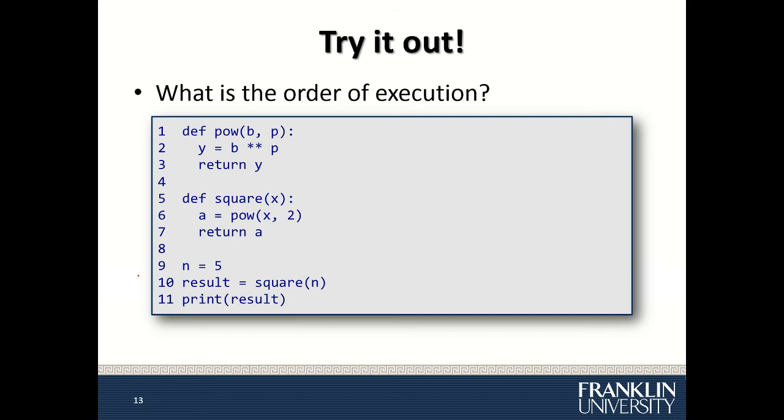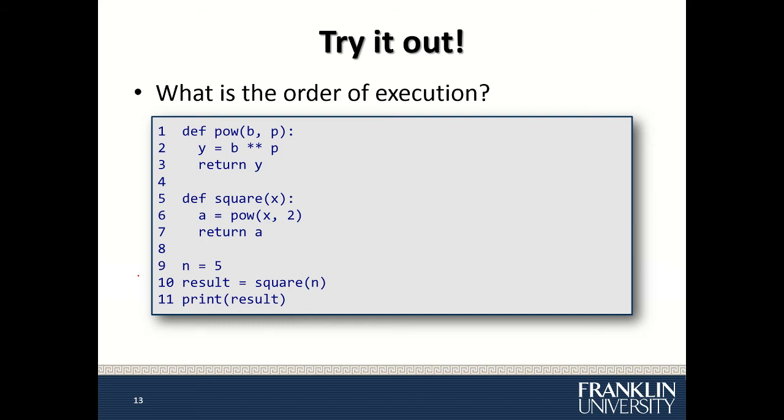So what is the order of execution for this program here? Well, lines 1 to 3 are a definition of a function. Function definitions do not alter the flow of the program. Lines 5 to 7 also are a definition of a function. And notice that I can have a function calling another function. The square function called POW, the power function. It's very common for one function to call another function, which can call another function. Functions can be chained.